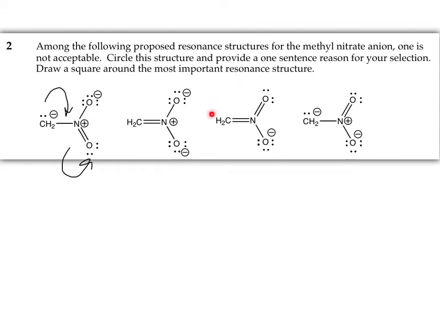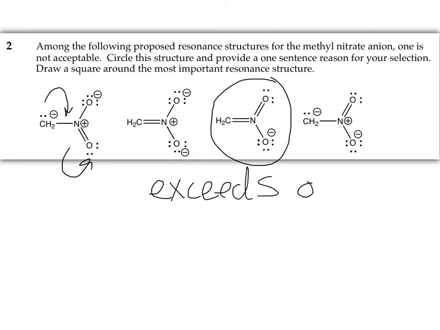Fine. Let's see if I can generate this resonance structure, and if I look at it, I can see that I'm not going to be able to, because if I push electrons here, that would give me this double bond, but remember I can't have 5 bonds, so I've already seen that I exceed the octet on this nitrogen. So I'm supposed to circle the one that's unacceptable. That's this one. The reason is exceeded octet on the nitrogen.